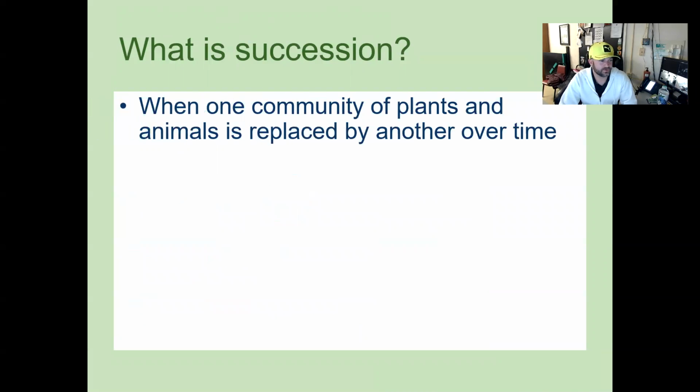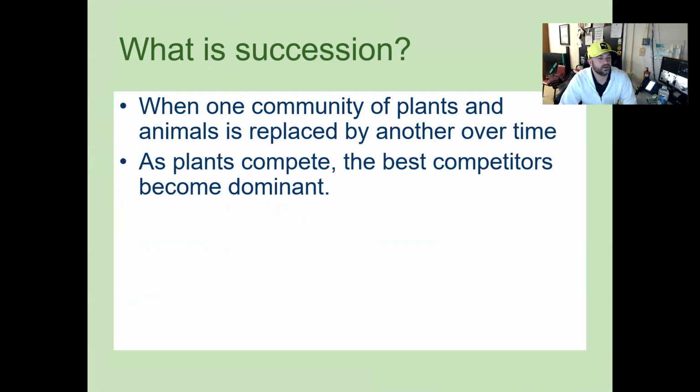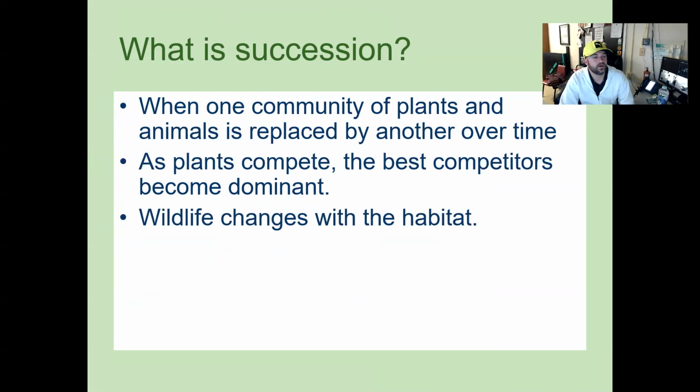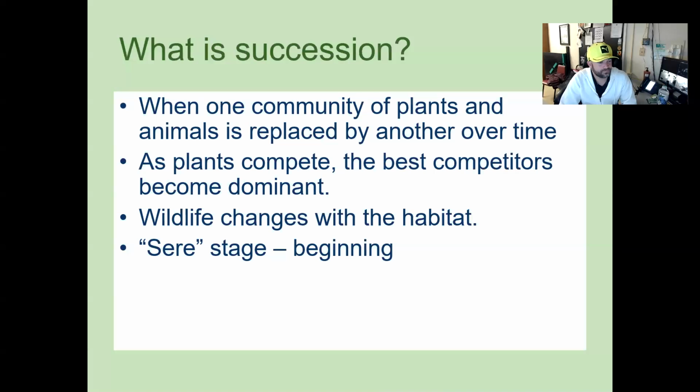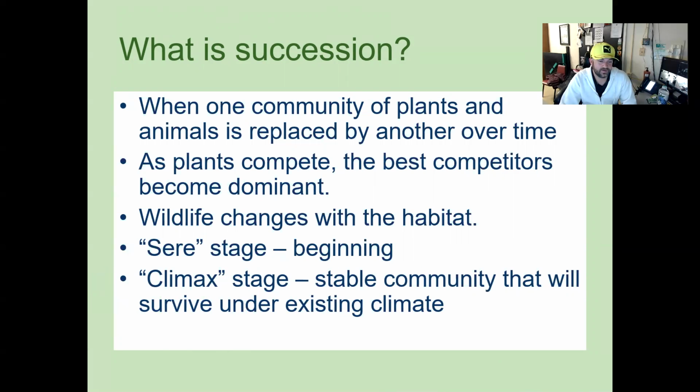So what is succession? When one community of plants and animals is replaced by another over time. As plants compete, the best competitors become dominant. Typically, these are the ones that grow the tallest and the thickest, because the taller they grow, the more shade they provide going down below, and that will kill off other plant species. Wildlife changes with the habitat. This is the seral stage, which is the beginning. The climax stage is a stable community that will survive under existing climate.